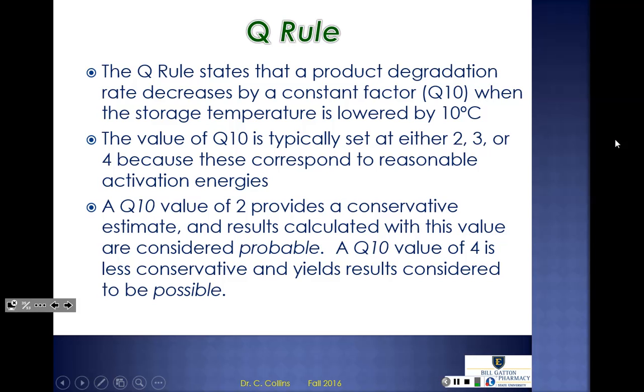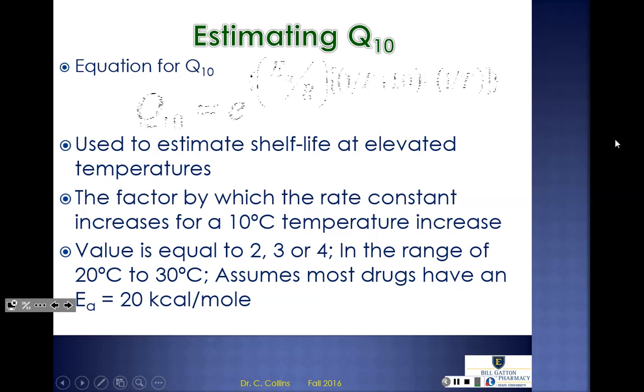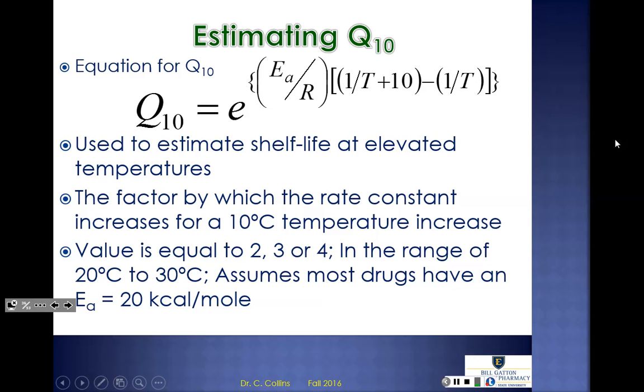So a Q10 value of 2 provides a conservative estimate, whereas a Q10 value of 4 is less conservative. So Q of 2 is considered probable, a Q of 4 is considered possible, so it's relatively speaking. So the way it was stated, the larger the value of Q, then this was the slide. And I can post the extra slide for you as well. I didn't until now simply because I didn't want it to be confusing.